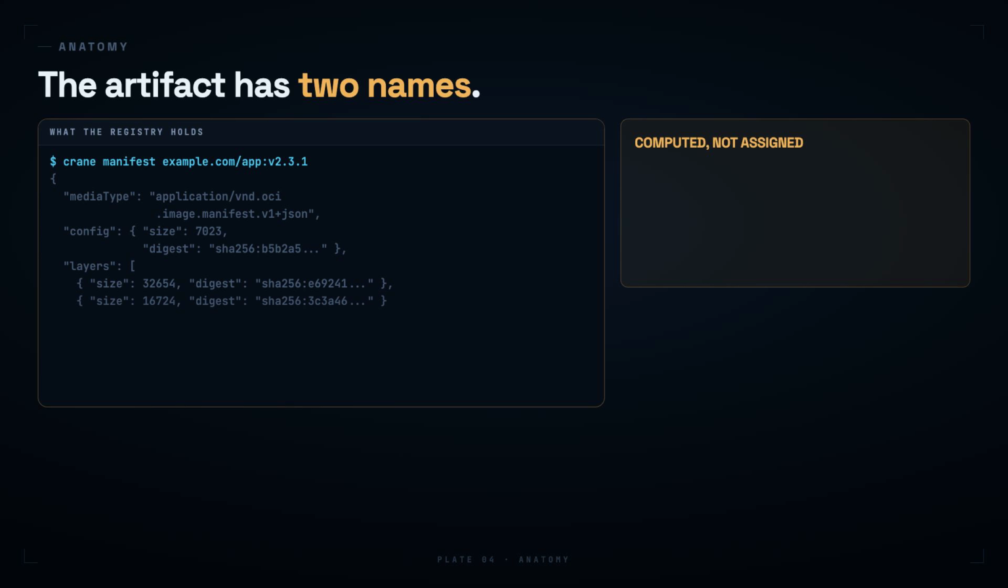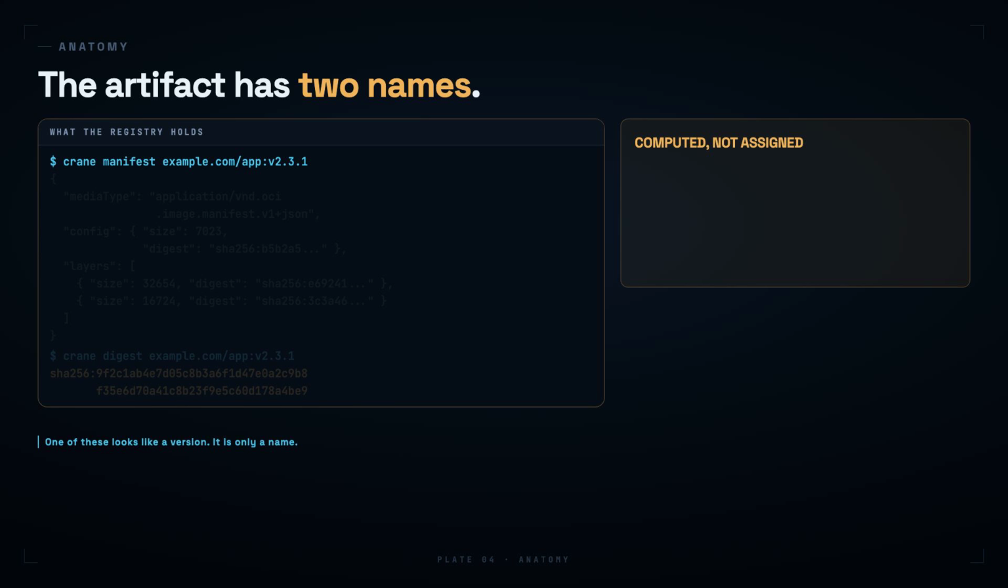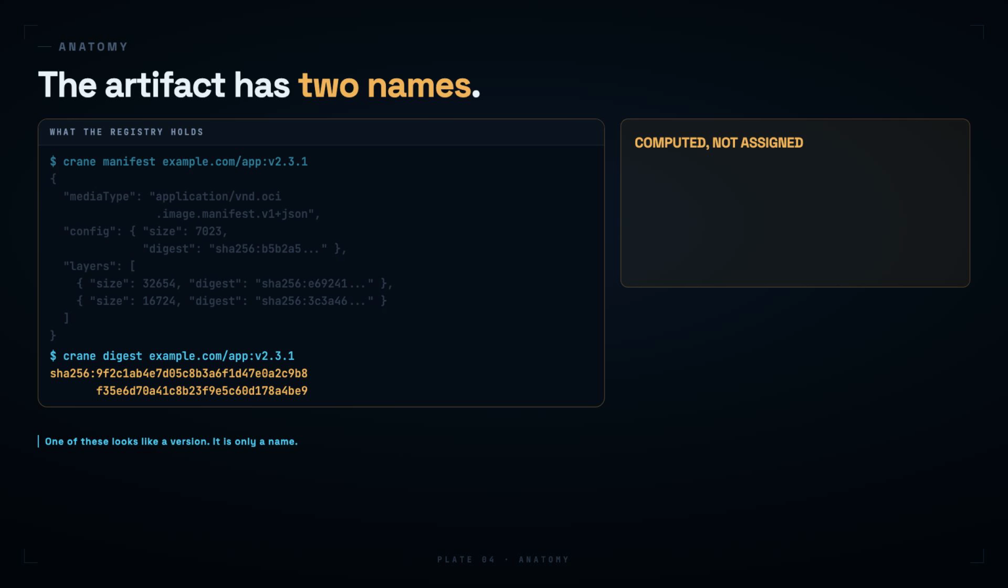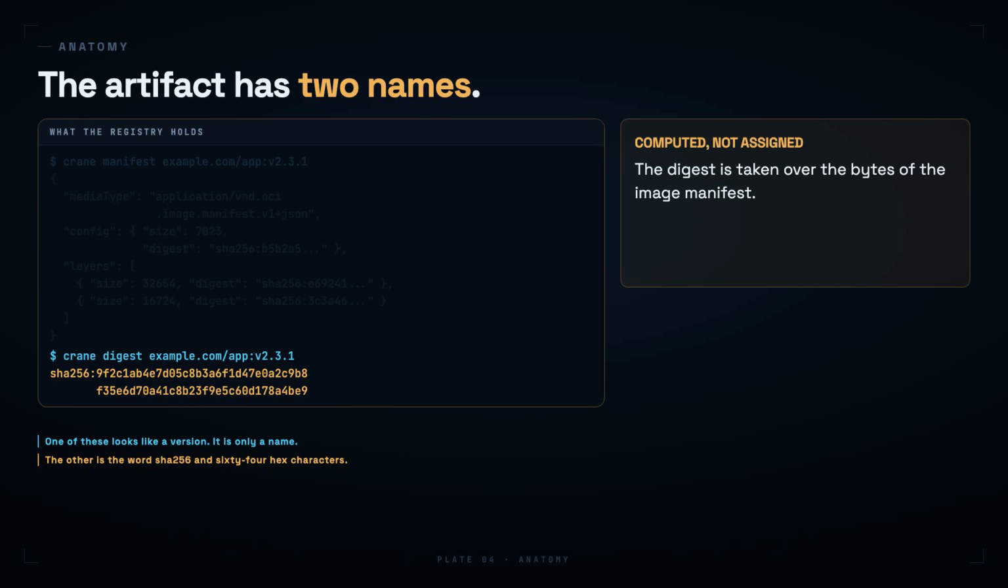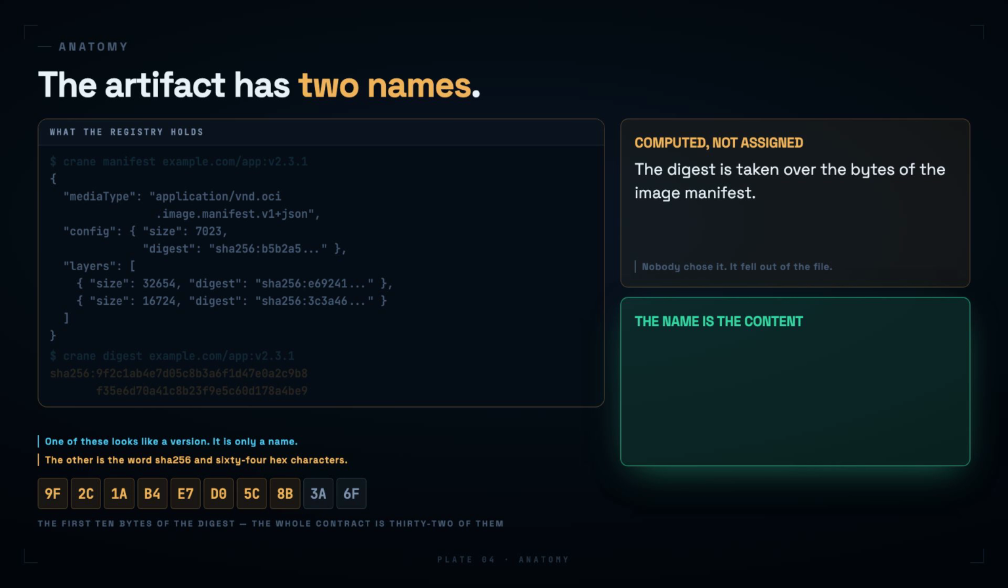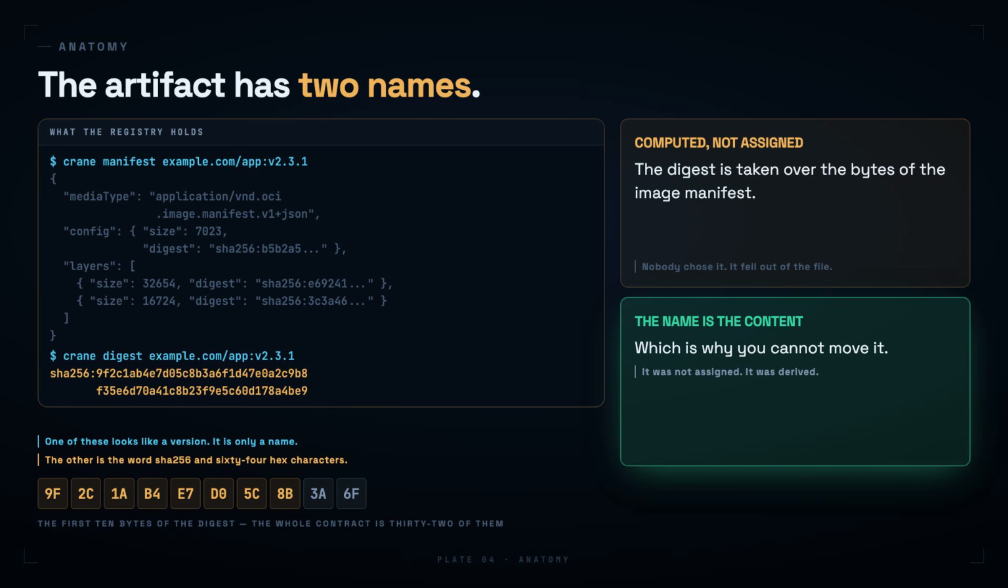So what actually crossed? Look at the artifact itself. In the registry, the image has a name that looks like a version. It also has a digest, the word SHA-256, then 64 hex characters. That digest is computed from the bytes of the image manifest, which means the name is the content. You cannot move it. Change 1 byte of the artifact, and it is a different digest.